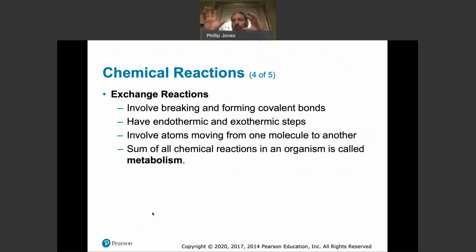And sometimes, as we're bringing things into a cell, halfway through the step, we convert it there and then bring it into the cell. We do exchange reactions in between the cell membrane, and we can change things before they even get inside the cell. We know what's going to happen, so we might as well save a step. It's called transport, cotransport, symport, things like that. We'll talk about that later. Exchange reactions involve atoms moving from one molecule to another. The sum of all chemical reactions in organisms is called metabolism.